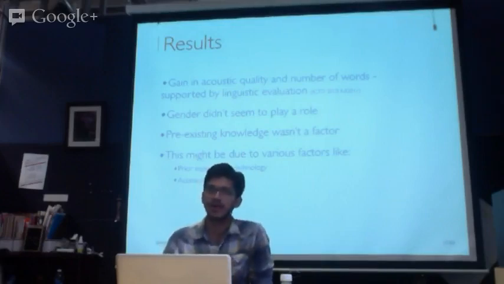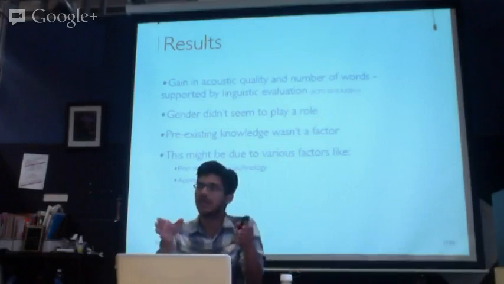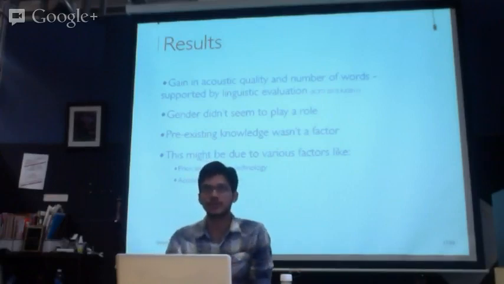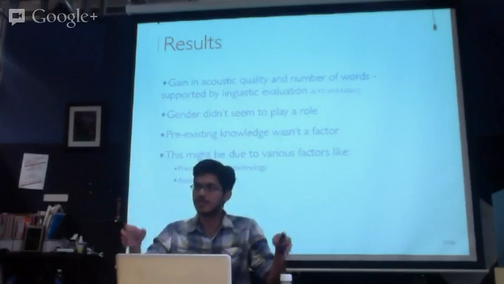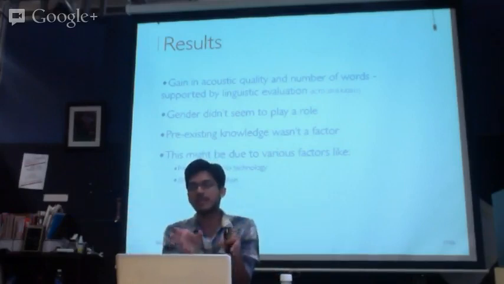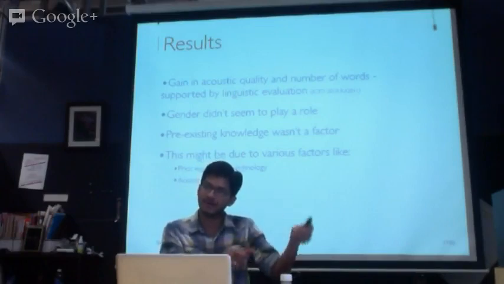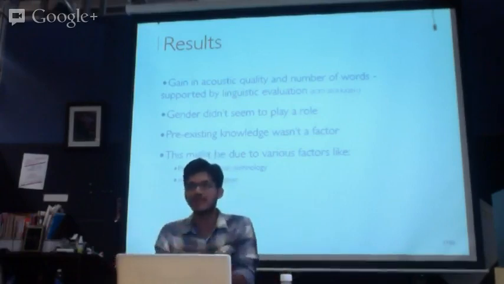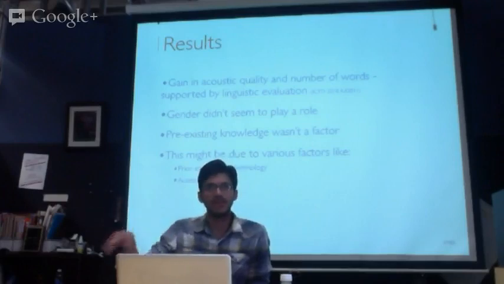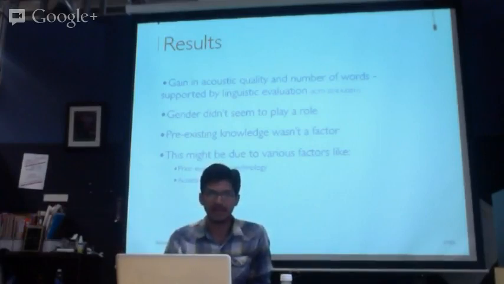But when I mentioned acoustic quality, there was a specific metric that we were measuring. We were measuring the percentage change in the acoustic score from the pre-test to the post-test. The words that we were teaching during the experiment, we made the kids pronounce at the start of the experiment and at the end of the experiment. And then we saw if they could pronounce the words at the end.